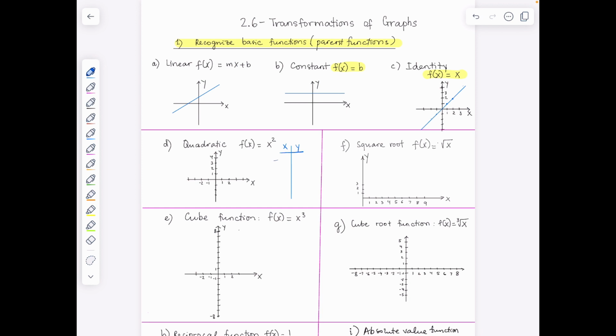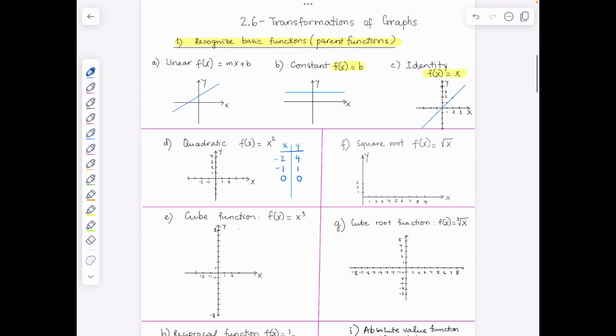And then we're going to come up with some values for x. Let's say x is negative 2. Negative 2 squared will give you 4, so y is 4. If x is negative 1, negative 1 squared is 1. X is 0, 0 squared is 0. X is 1, 1 squared is 1. And if x is 2, 2 squared is 4.